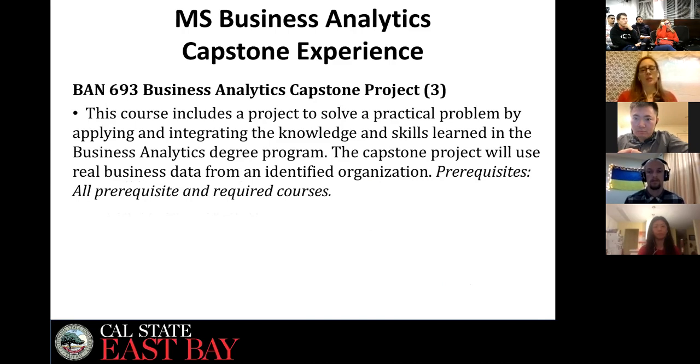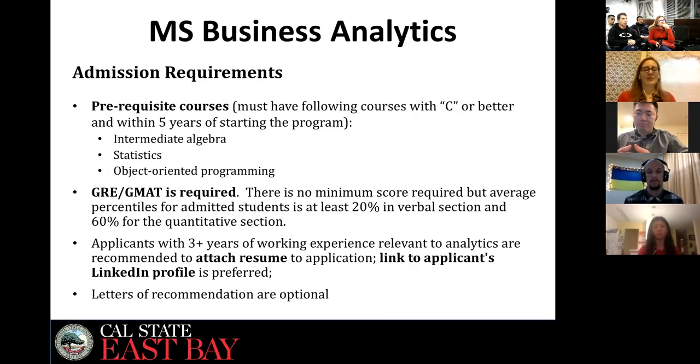And then Dr. Wu mentioned this capstone experience, which our students are working on now. So this is a project to solve a practical problem, applying and integrating the knowledge and skills learned through the degree program. So this is using real business data from an identified organization. And this is a very intense project, as I'm sure our students will explain to you if they have comments on that later. So let's move on.